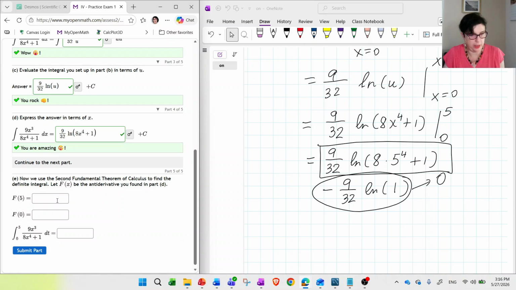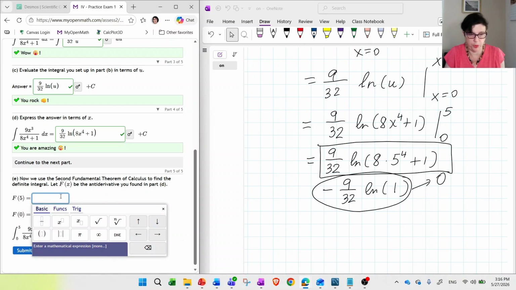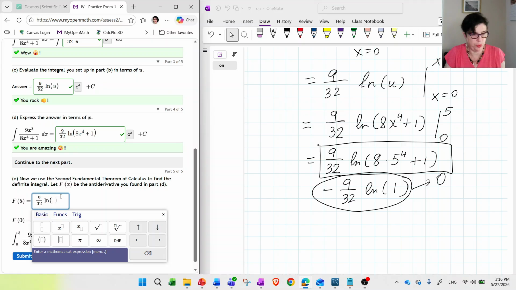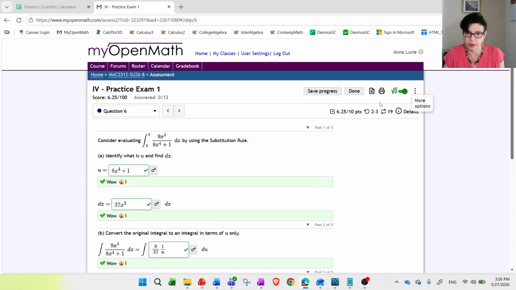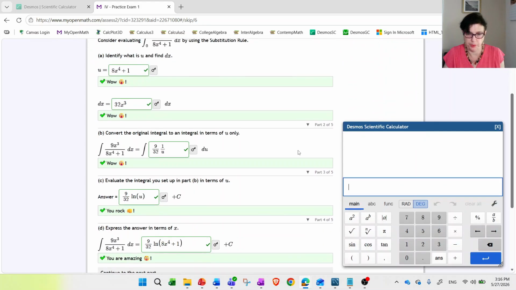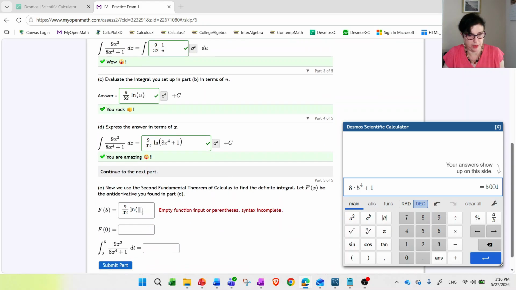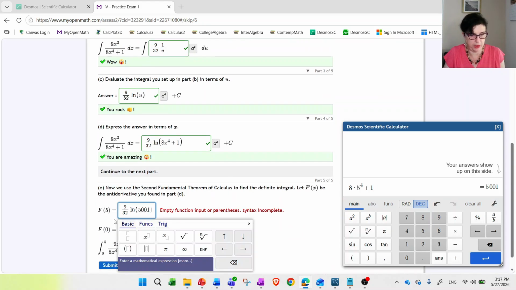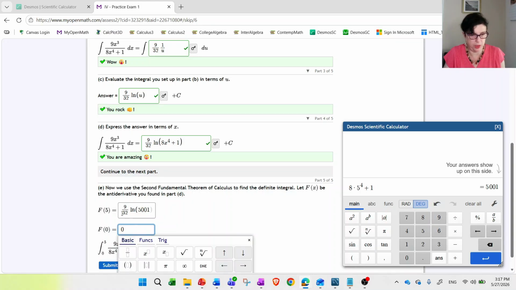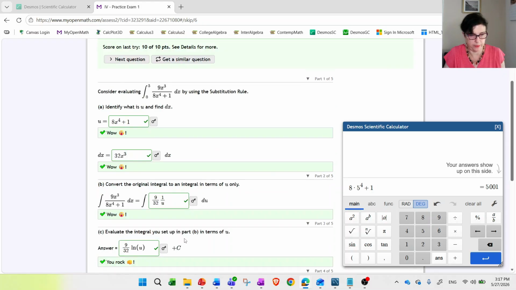And finally, it wants me to separately compute it. So this is going to be 9 over 32, natural log of, what is 8 times 5 to the fourth plus 1? Let's open up Desmos here. So this would be 8 times 5 to the fourth plus 1. That would be 5001. So that's going to be here. This guy is going to be 0. And then this we'll just copy paste over here and see.